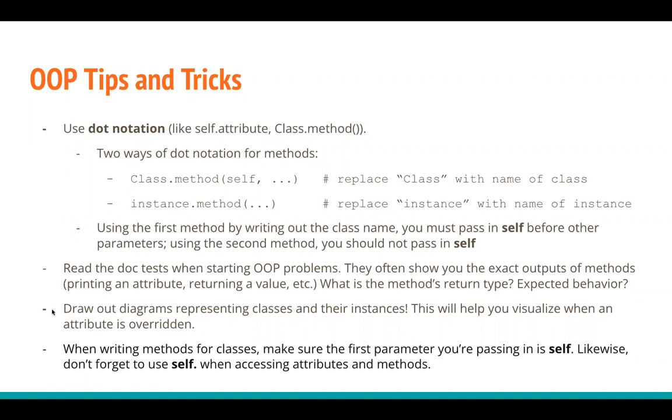Another tip is to draw out diagrams representing classes and their instances. I really like doing this, especially for instances, and it helps you remember if an instance attribute has been overridden from a class, and also to keep track of all the different instances you have of a certain class. When writing methods for classes, make sure that the first parameter you're passing in is self. Likewise, don't forget to use self. when accessing attributes and methods.